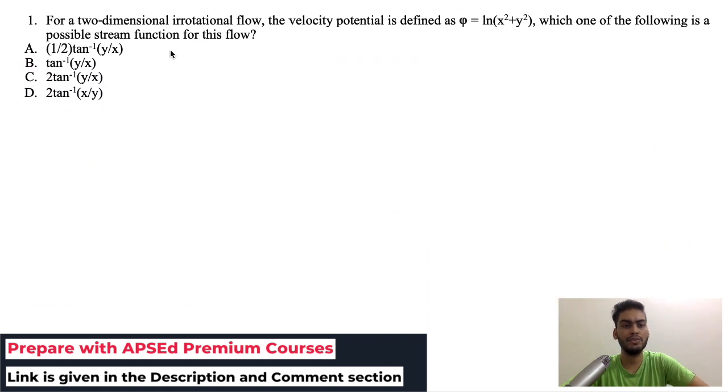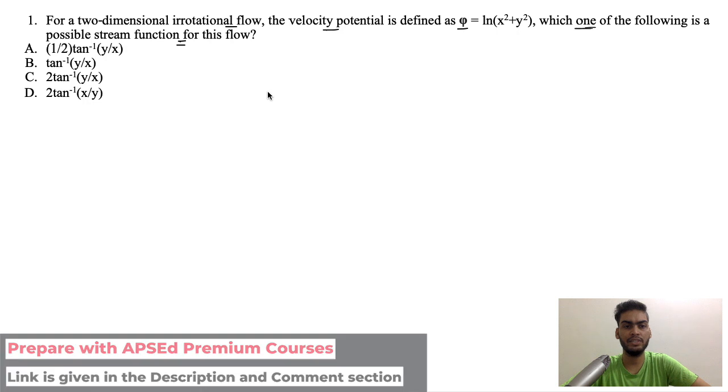So this is the first question. For the two-dimensional irrotational flow, the velocity potential is defined as phi is equal to ln of x square plus y square. Which one of the following is the possible stream function for this flow? So we have to find out the stream function in this question.